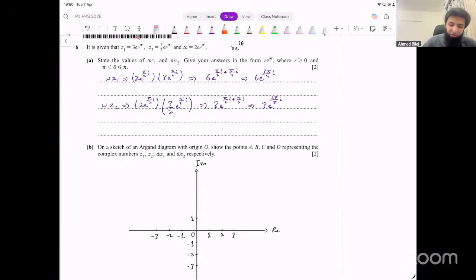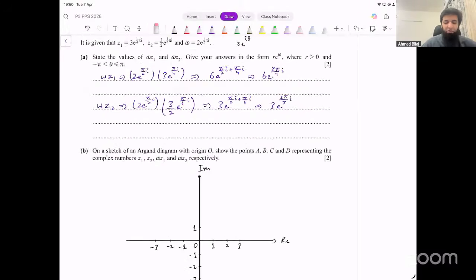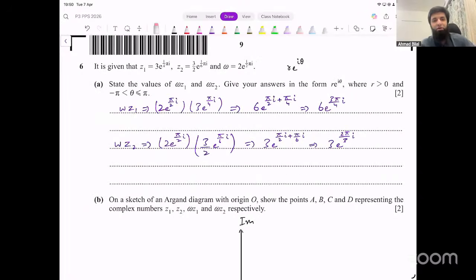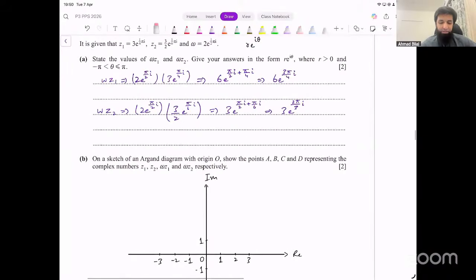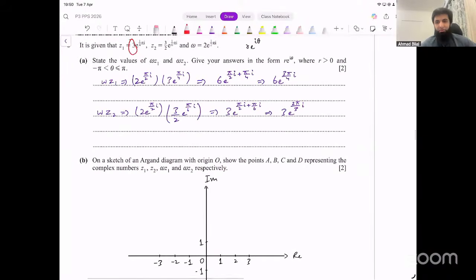Achha, where is Z1 going to be? Z1 is 3e raised to power pi over 4 iota. Where is this point going to be? How do you plot that? 3 is the modulus, right? 3 is the modulus. And pi over 4 is the argument. Pi over 4 means 45 degrees, right?